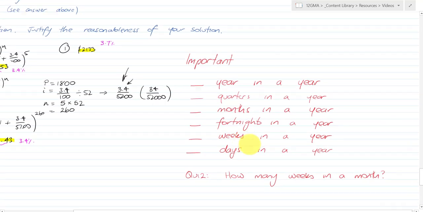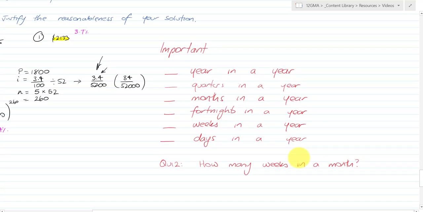There's a couple of important things here. We have semi-annually or biannually, which is half a year. We've also got these important ones. There is 1 year in a year. There are 4 quarters in a year. There are 12 months in a year. There are 26 fortnights in a year, 52 weeks in a year, and 365 days in a year. You will not need to deal with leap years unless you are told to deal with leap years. You can deal with everything else in the way it is.